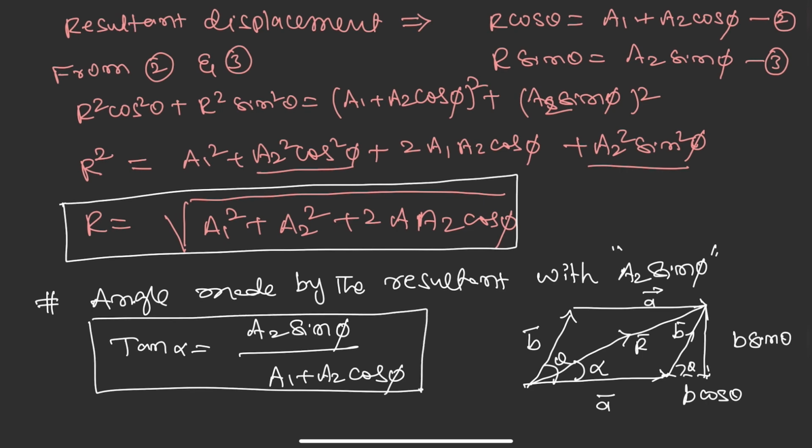So now, sir, I want to derive this one. How can I derive? You can derive this. So now we have the equations: R cos theta is equal to A1 plus A2 cos phi, R sin theta is equal to A2 sin phi. If you divide these equations, R sin theta, equation number 3, by equation number 2, then A2 sin phi by A1 plus A2 cos phi. This is the relation.